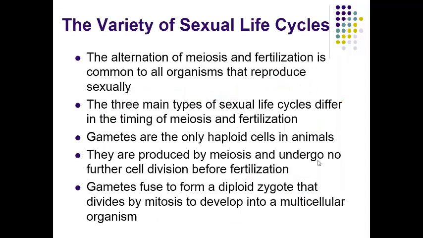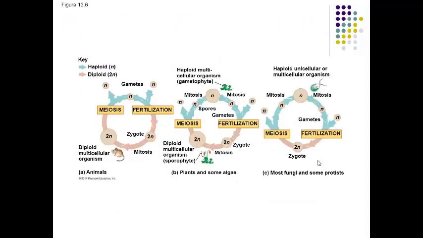There is a wide variety of sexual life cycles. The two processes that are universal to each are going to be meiosis and fertilization. The thing that's going to differ between life cycles is the timing. Here you see three different life cycles: the life cycle of an animal, the life cycle of plants and some algae, and the life cycle of fungi. You can see that each life cycle contains meiosis and fertilization. Meiosis cutting the chromosome number in half, fertilization restoring the chromosome number.